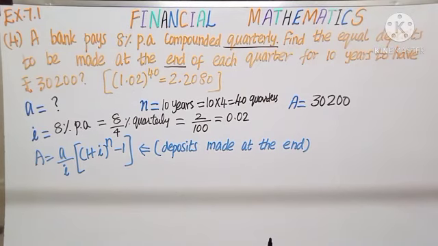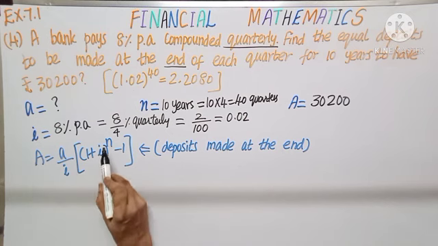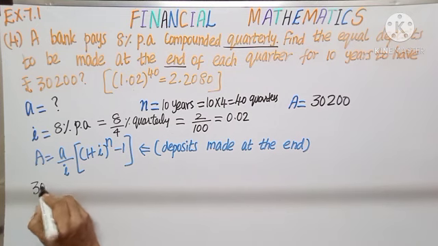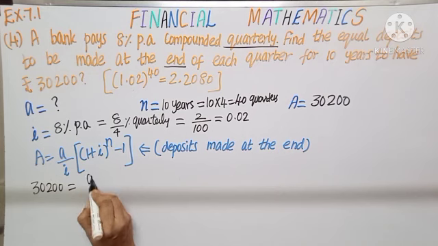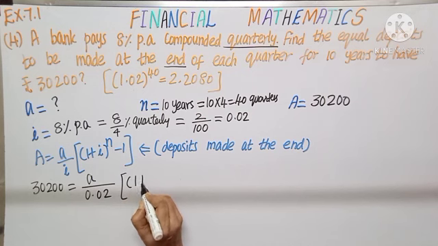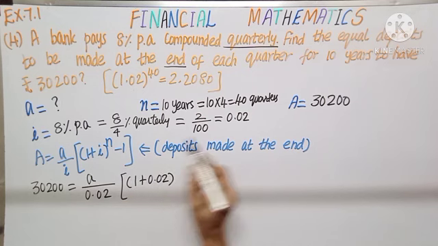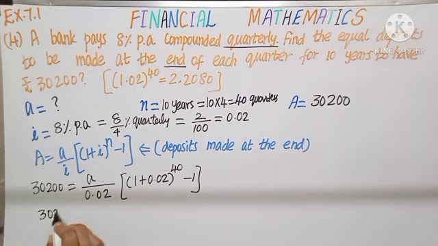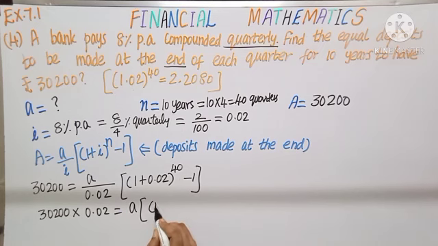What is the formula given at the end? Whenever the deposits are made at the end, the formula is A equals a by I, 1 plus I whole power n minus 1. What all we know in the formula, let us substitute. A value 30,200. Small a we don't know, write as it is. I is 0.02. 1 plus I, 1 plus 0.02 whole power n is 40 minus 1. Cross multiply. 30,200 into 0.02 is a, into 1.02 power 40 minus 1.